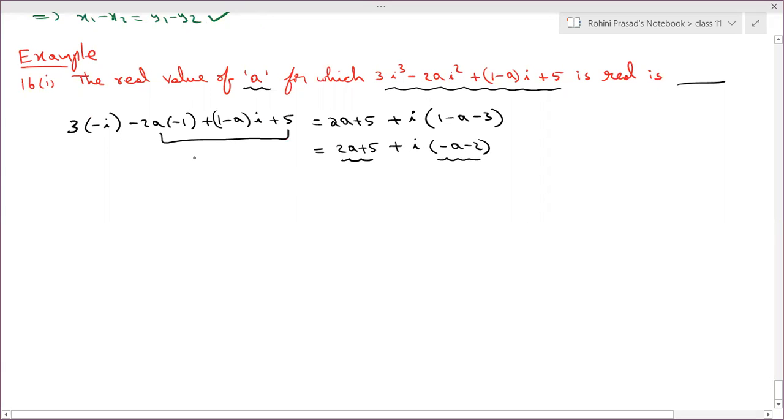So this complex number should be purely real. So it's possible when the imaginary part is 0. As purely real complex number, minus a minus 2 should be equal to 0. And the a value should be equal to minus 2.